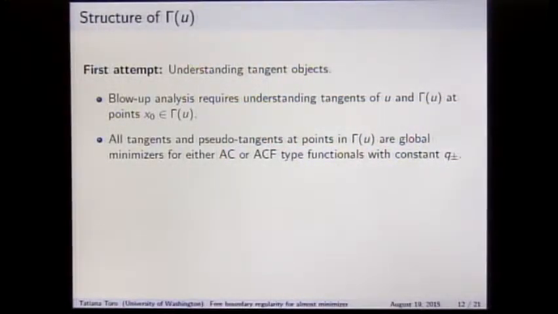When we blow up, and let's just think of the tangents, all tangents are global minimizers of either the Alt-Caffarelli or the Alt-Caffarelli-Friedman functionals with constant functions q plus and q minus. So you might say that's great because let's assume you're in dimension 3 or 4. All my blow-ups are planes. Great. So there's one little issue. First issue, they're not understood. Let's assume we're in dimension 4, they're well understood.